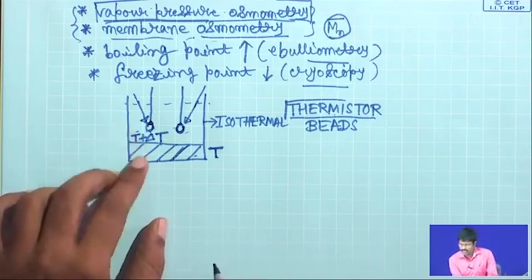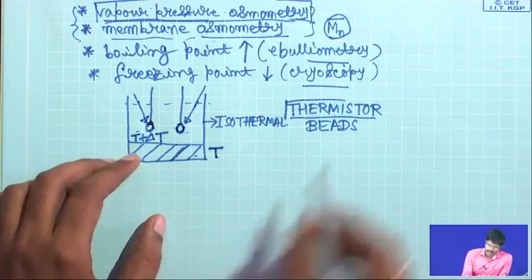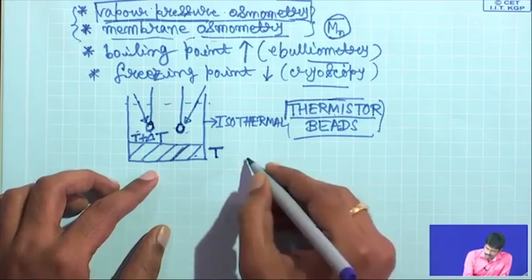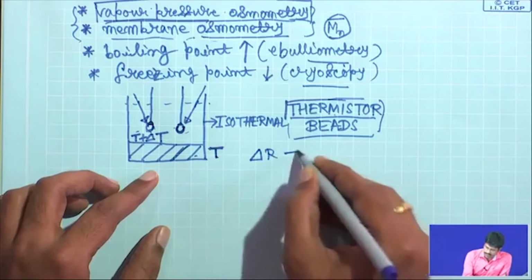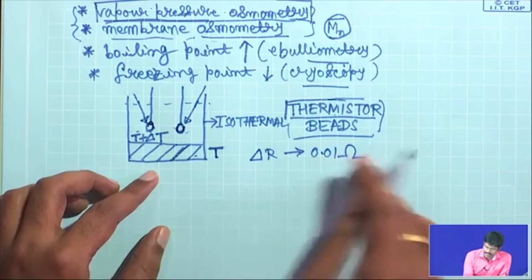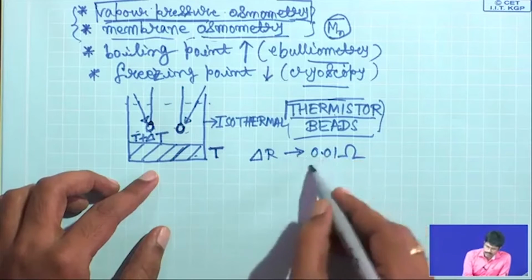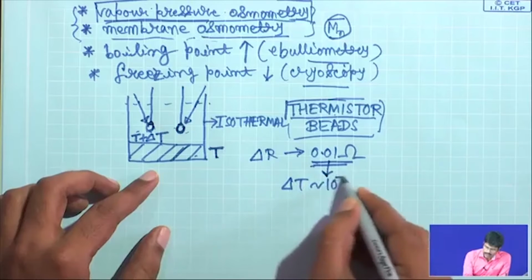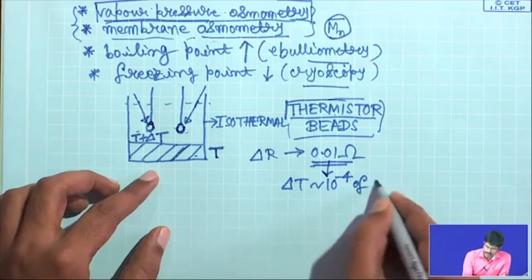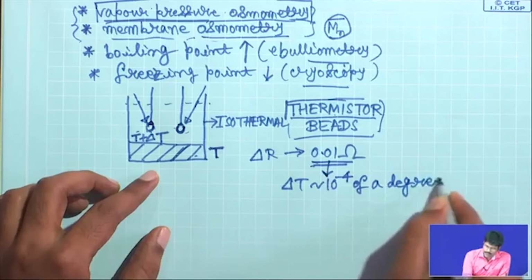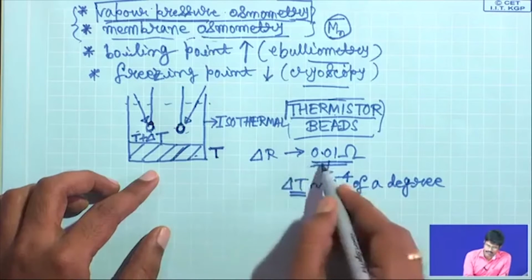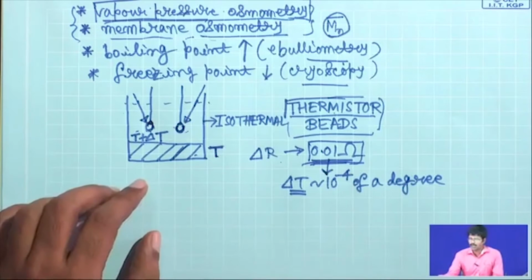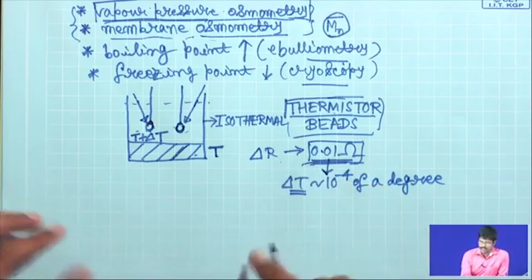So, you are going to measure this temperature change, and these thermistor beads are quite sensitive, in a way that say a resistance change of 0.01 ohm can be measured very easily, and this can correspond to a delta T of 10 to the power minus 4 of a degree. So, this small change in temperature can be correlated with a change in resistance, which is of course measurable. So, the question then is, how do we measure this resistance change?